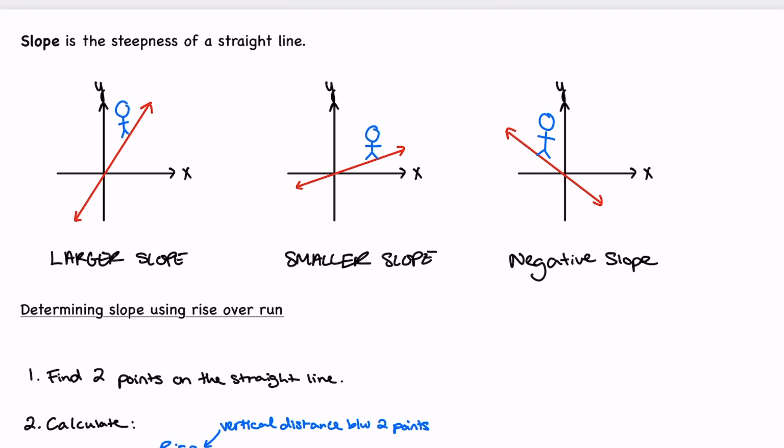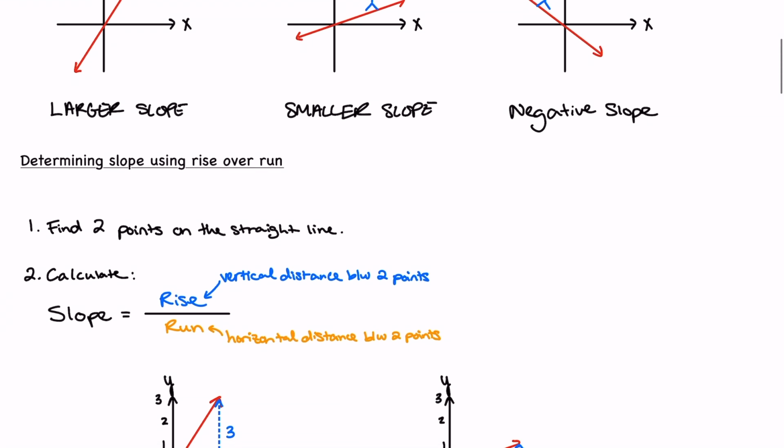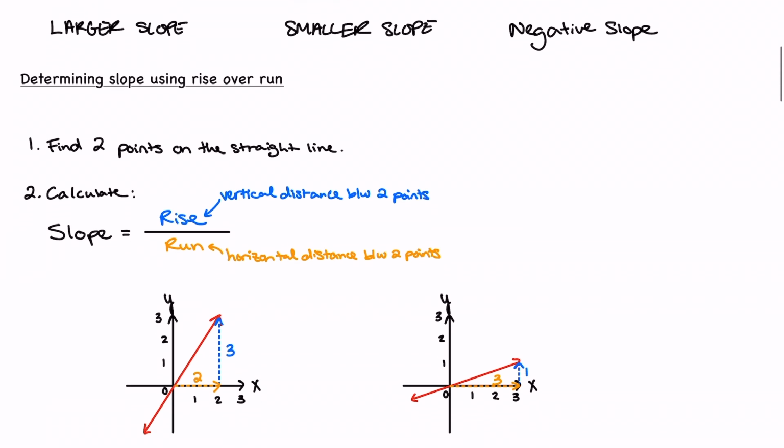Now, how can we determine slope? One of the methods of determining slope is by using this thing called rise over run. So the first step would be to find 2 points on the straight line. Now this can be any 2 points on the straight line. And your second step is to calculate the slope using this equation. Slope is equal to rise over run.